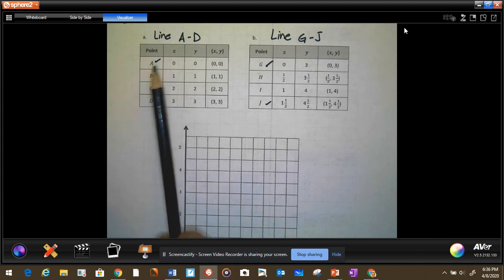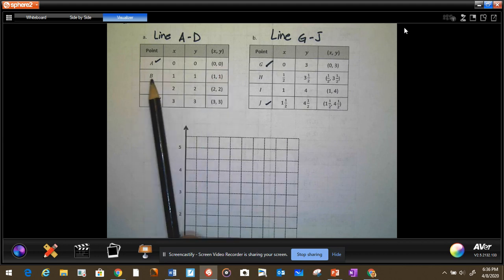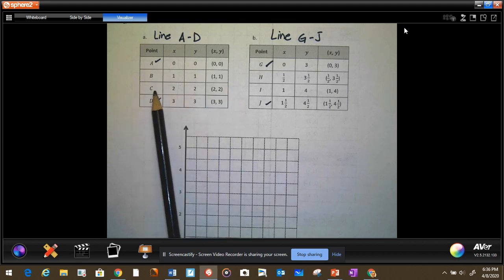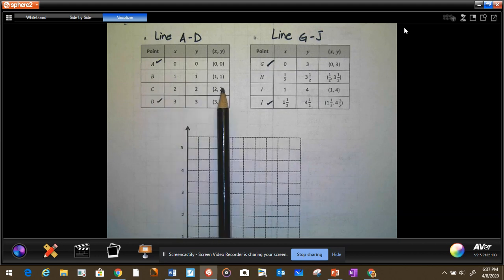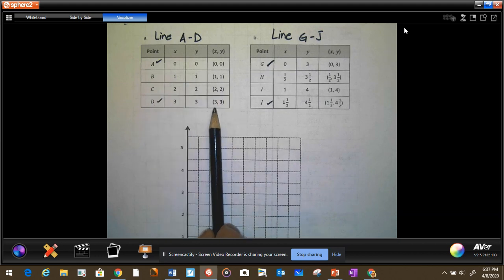for point A, the coordinate pair is 0, 0. For point B, the coordinate pair is 1, 1. For point C, the coordinate pair is 2, 2. And for D, the coordinate pair is 3, 3.